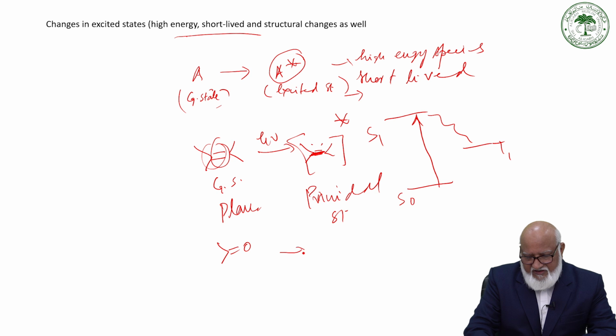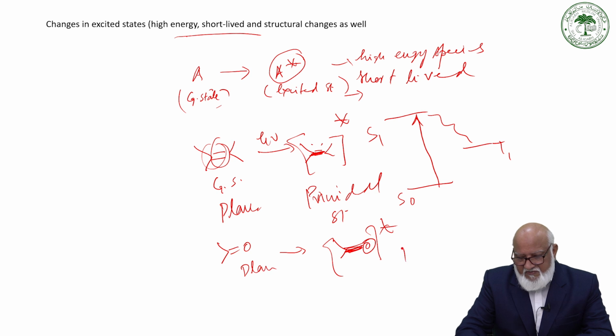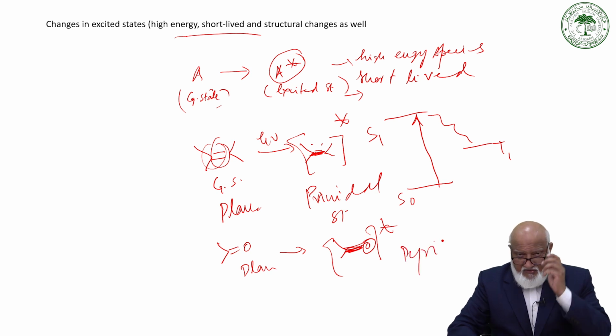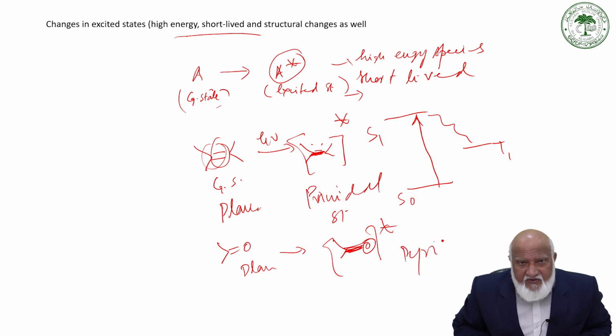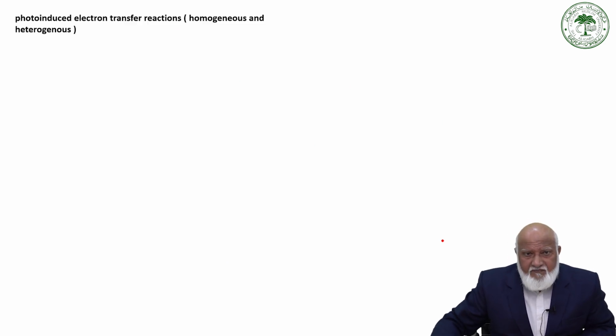planar in the ground state, and when it goes to an excited state, the double bond character is lost, and the planar structure becomes a pyramidal structure. So the structural changes also take place in the excited state. So this is what is emphasized here.